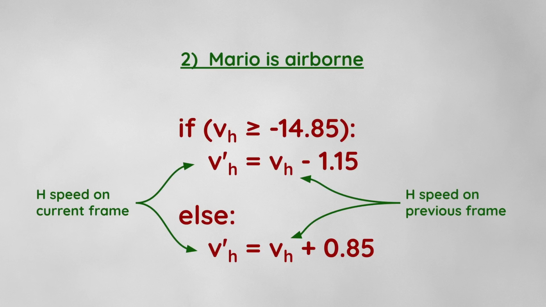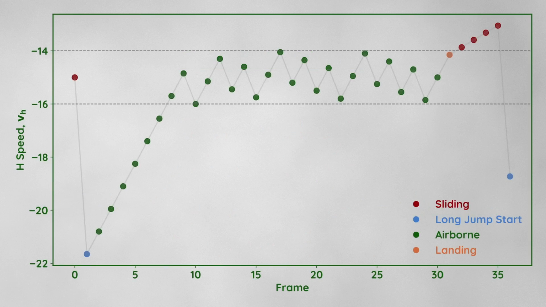Now we can combine the effects of straining and drag. Given that our H-speed is negative and we're holding the control stick opposite to Mario's facing angle, we get this formula for how the H-speed is updated on every airborne frame. Notice that according to this formula, the H-speed will always fluctuate every frame. Here is the plot of H-speed for a single long jump, where we can see this behaviour clearly.